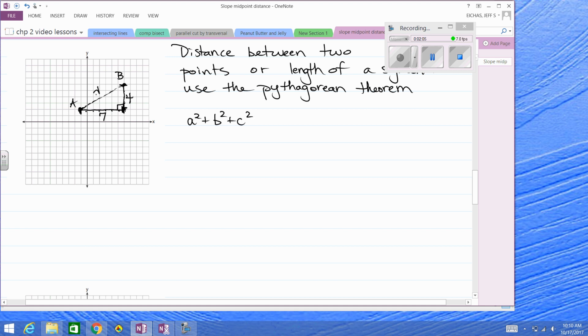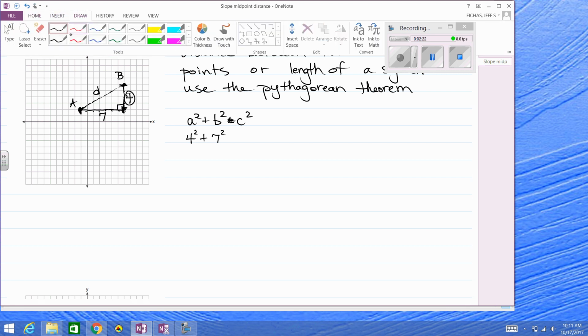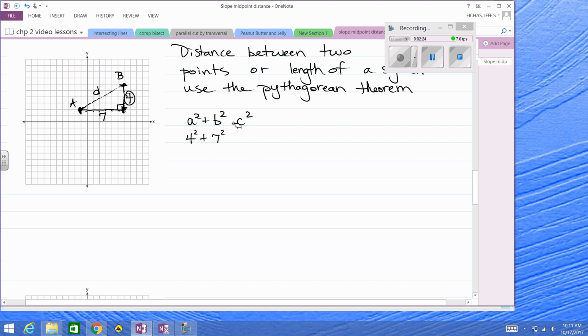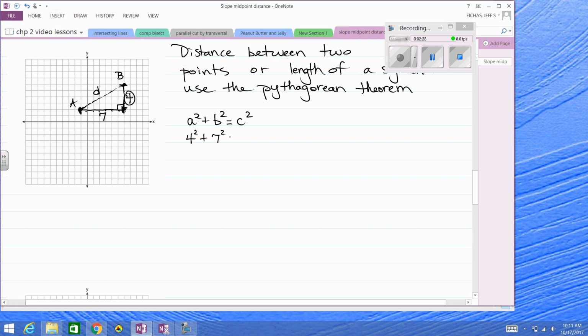Okay, this is the d, or distance, that we're looking for, right? It doesn't matter which one you pick as a. I'm going to pick 4. Okay, that's one of the legs. 4 squared plus 7 squared. Whoops, my formula is wrong. I'm sorry. I have a plus sign there. It should be an equals. Get rid of this. It is equal to c squared. So I'm going to replace the hypotenuse with d for distance, so d squared.